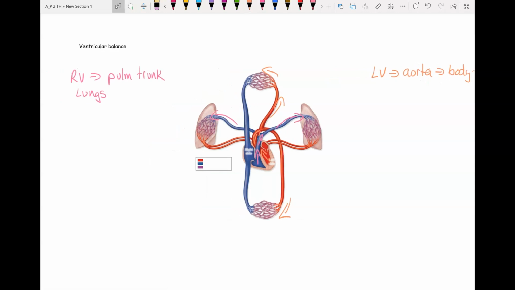Remember also we said that ideally these two cardiac outputs are equal to each other. So an average healthy adult at rest, it should be 5.25 liters for the right and 5.25 liters for the left. That is a state of ventricular balance. So ventricular balance means that the cardiac output of the right and the left are equal to each other. So your right cardiac output equals your left cardiac output. And as long as you have ventricular balance, everything goes fine.